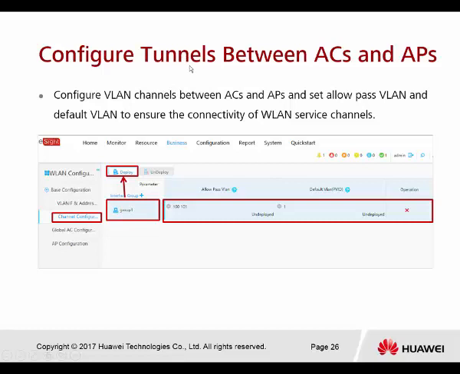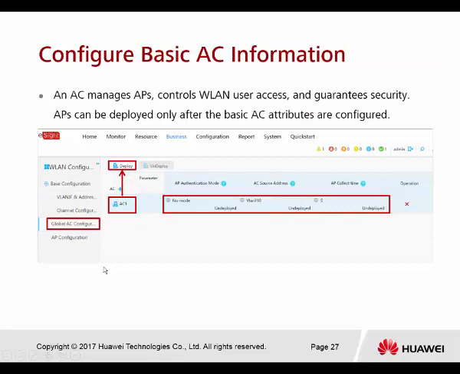Configuration between AC and AP. Configure the WLAN channel between AC and AP, and set the allow-pass WLAN and default WLAN to ensure the connectivity of the WLAN service channel. This is inside the base configuration, channel configuration. Just click on deploy. The AC manages the AP, controls WLAN user access and guarantees security.